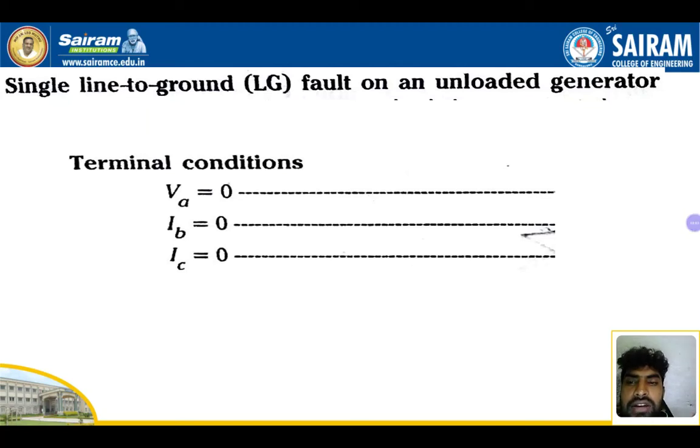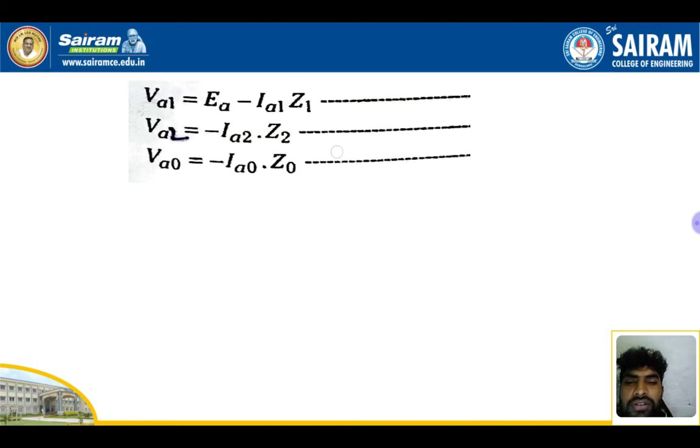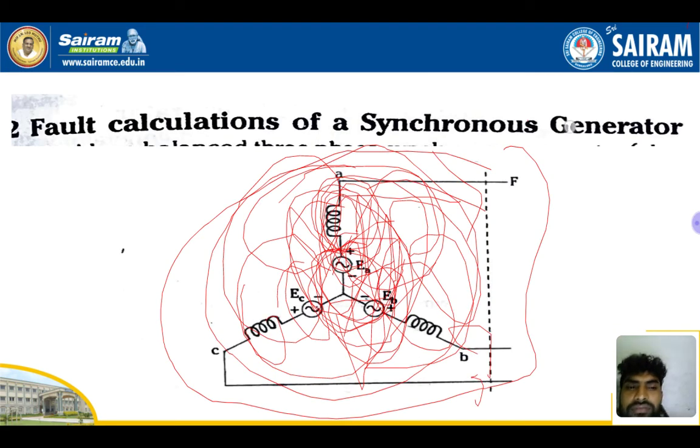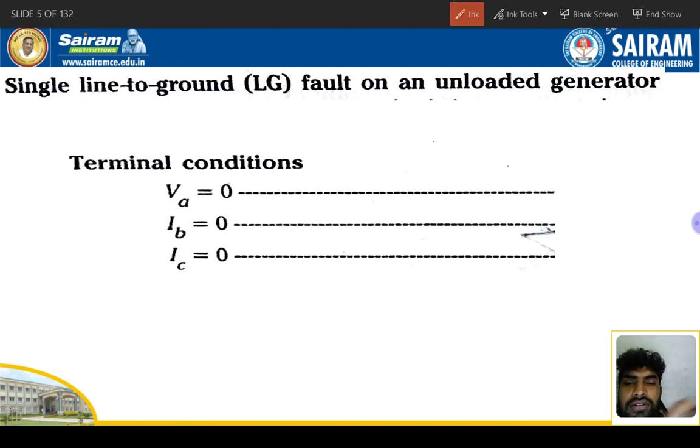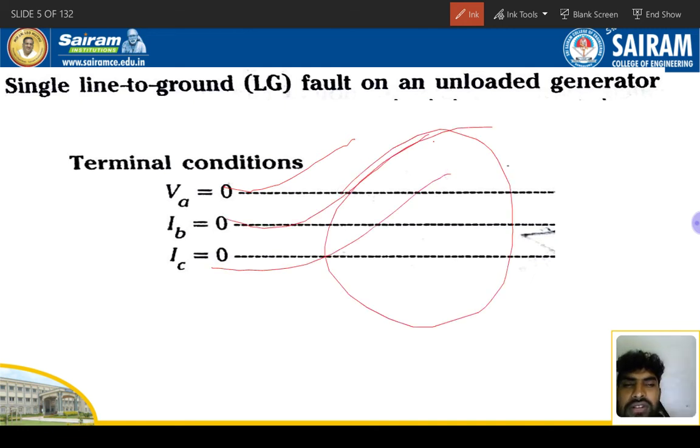Let us discuss single line to ground faults on the unloaded generator. Just consider a synchronous generator. The terminal condition will be Va equal to 0 because this is an unloaded generator, so there is no voltage development. I mean, with the line open, you will definitely get 0 output, and then Ib is equal to 0, Ic is equal to 0, right? This is basic common sense. If one wire of an unloaded generator touches ground, line to ground, what happens? Zero potential.